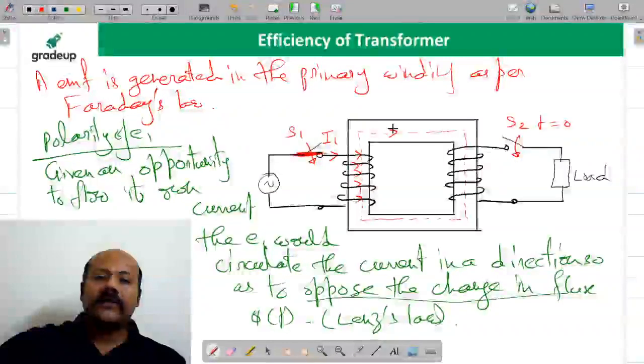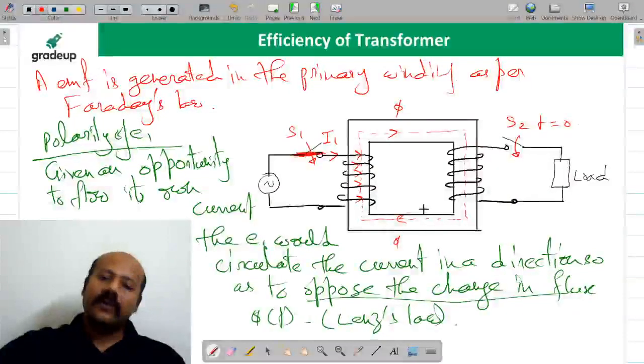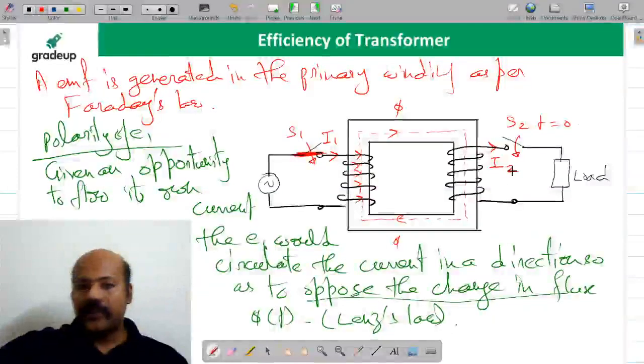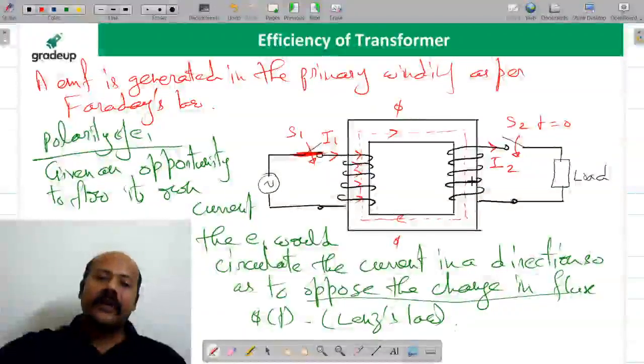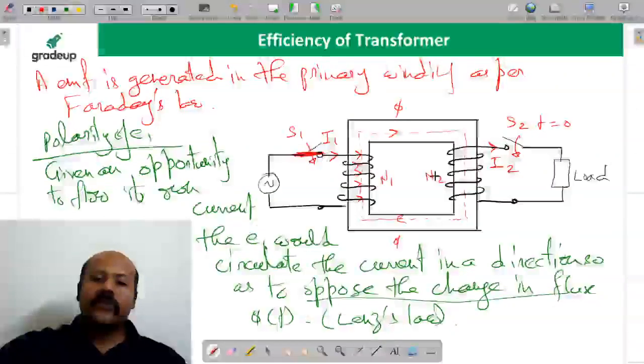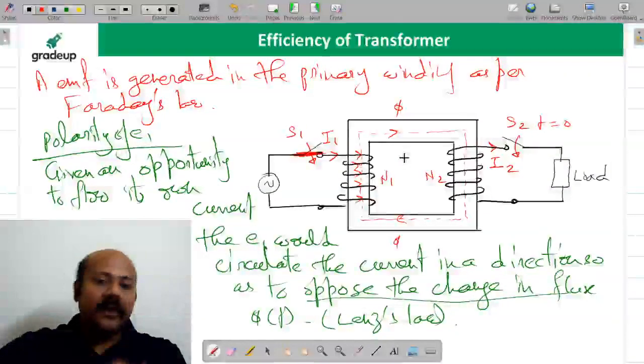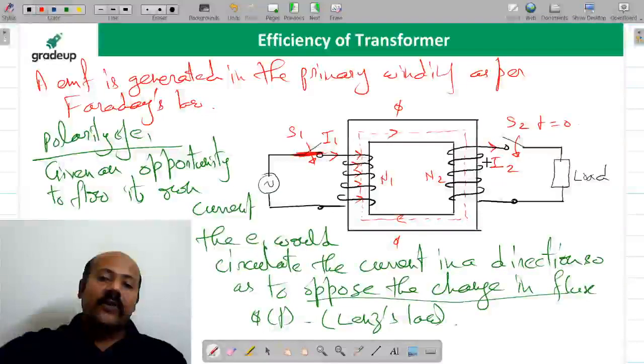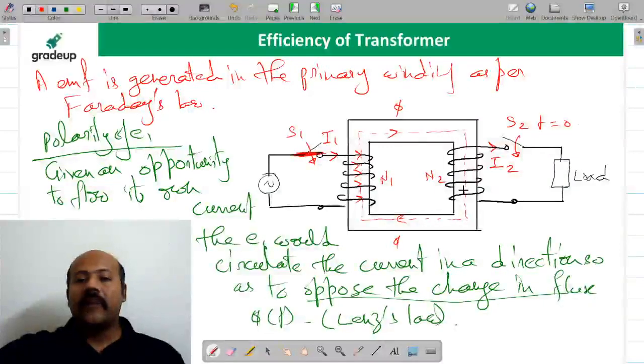And the direction of this flux is going to be this direction. Yes or no? Now please try to understand, the moment you close this switch, some current is going to flow in this direction, which we are calling as I2. That is the current in the secondary winding, and this is having N1 turns and this is having N2 turns. But again, as the current flows in this direction, there is going to be some MMF which is going to oppose this flux. Yes or no?